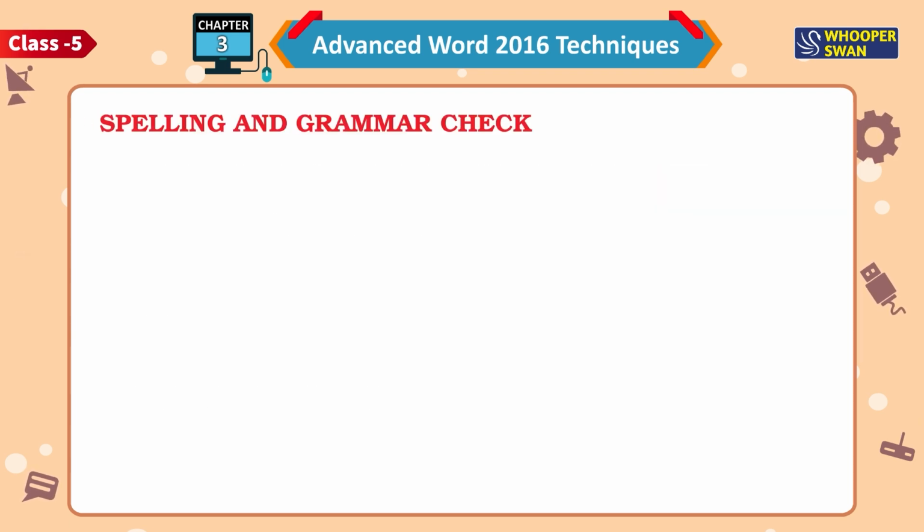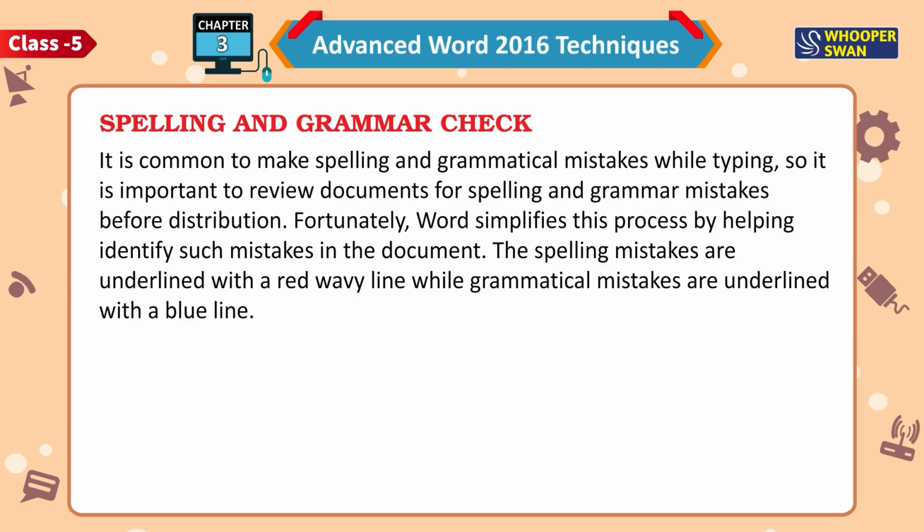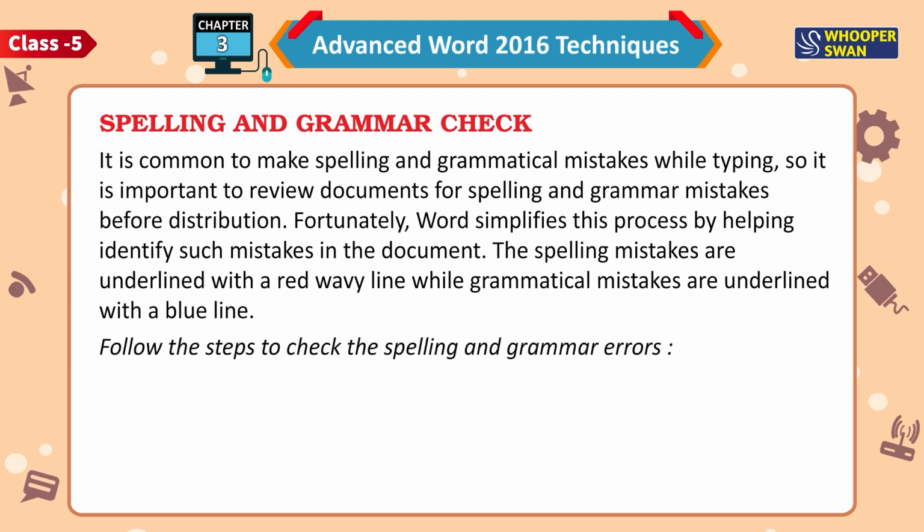Spelling and grammar check. It is common to make spelling and grammatical mistakes while typing, so it is important to review documents for spelling and grammar mistakes before distribution. Fortunately, Word simplifies this process by helping identify such mistakes in the document. The spelling mistakes are underlined with a red wavy line while grammatical mistakes are underlined with a blue line. Follow the steps to check the spelling and grammar errors.